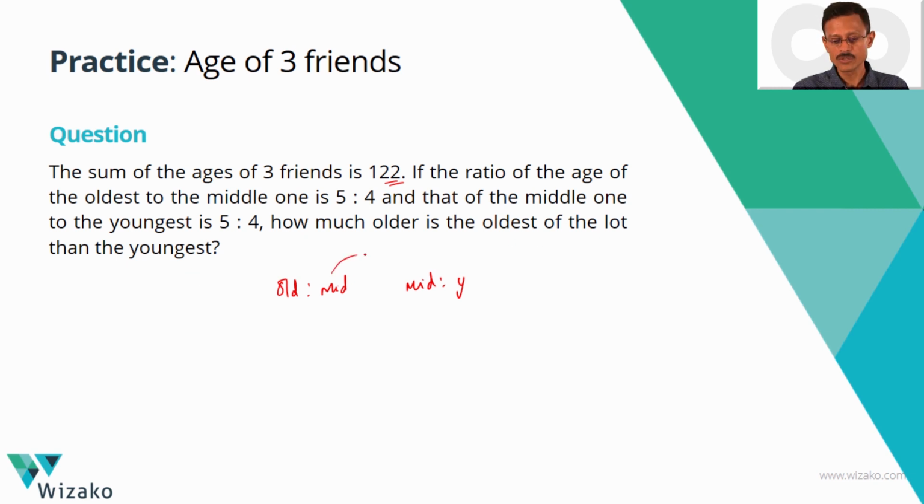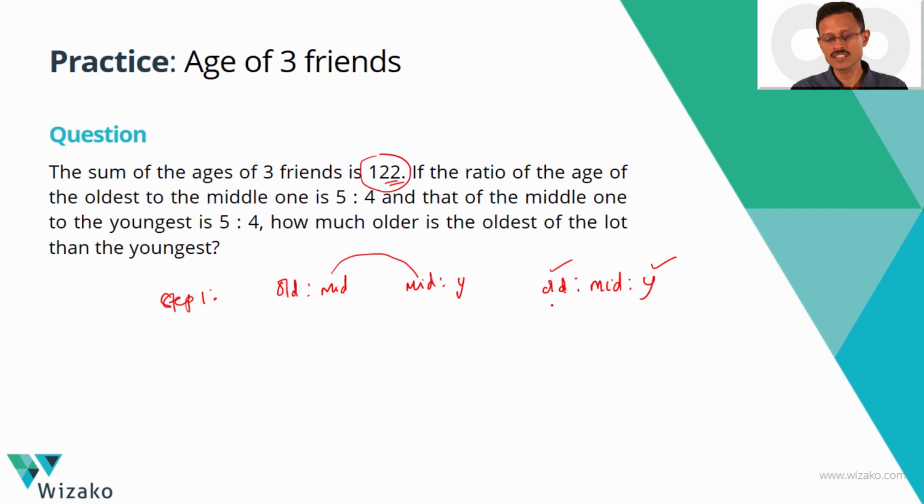So the middle value is going to be the link between these two ratios. So step 1, what we'll do is we'll find out this ratio old is to middle is to young. Step number 2, once you got that, we'll add these things and equate that to 122 to find out the factor by which it has been multiplied. Once you got that, we'll be able to find out the age of the oldest person and the age of the youngest person. The difference between these two is the last step to finding the answer. So it's a 3-step process.